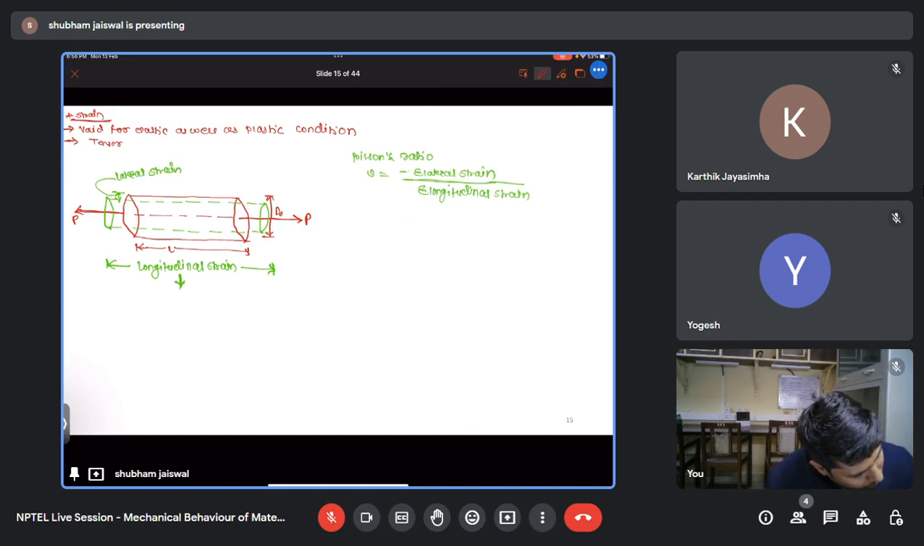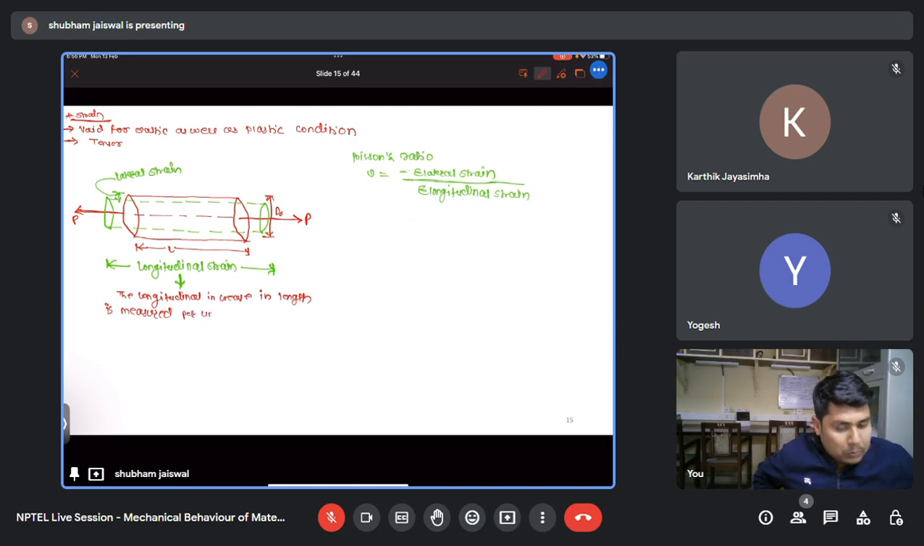So the increase in length is measured per unit length and is called longitudinal strain. So here in the Poisson's ratio, here mu, why have I given the negative sign?